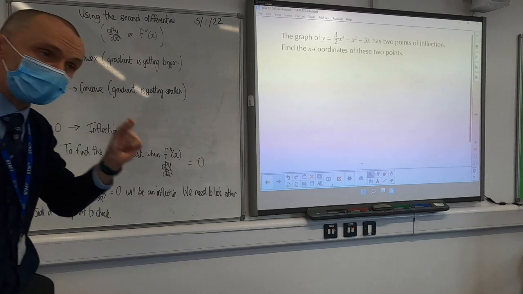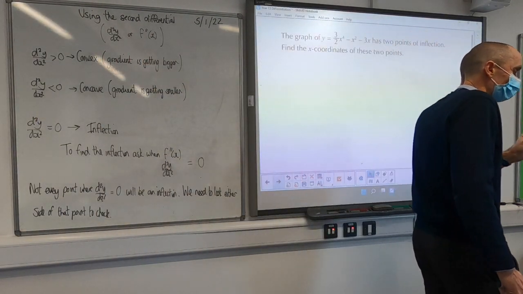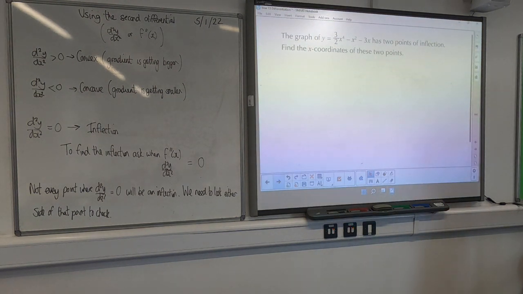So when you're looking for turning points, you ask, where does dy by dx equal 0? If you're looking for a point of inflection, you go again and ask, when does d2y by dx squared equal 0? And then I'll illustrate this thing about looking either side just to confirm that they are points of inflection.